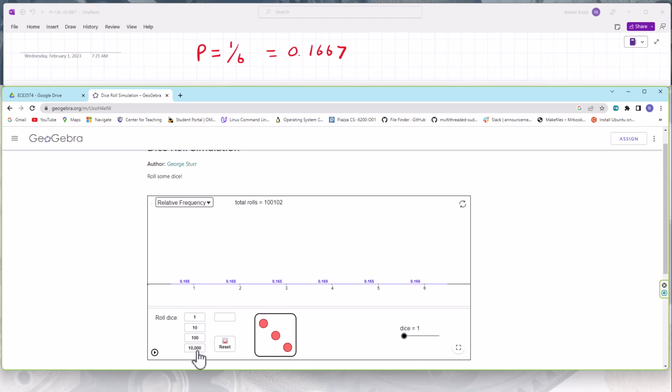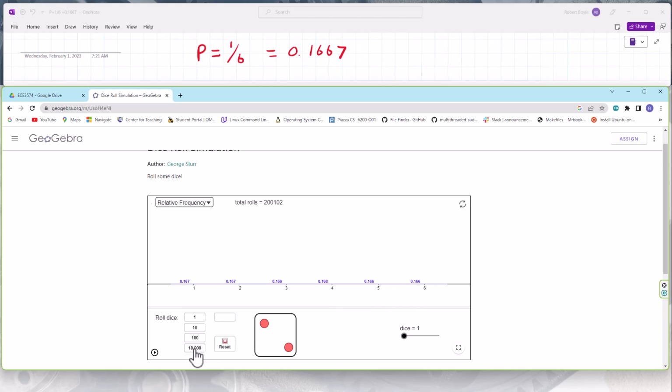How about if we go to 200,000 rolls? And check this out. Here we are at 1.66, 1.67. Given the resolution that they have, that is as close as we can get. 1.68, 1.66, 1.66. So we're getting even closer and closer.